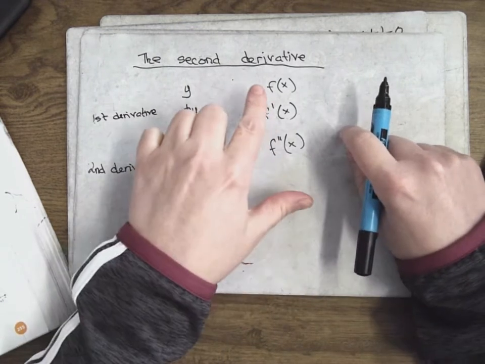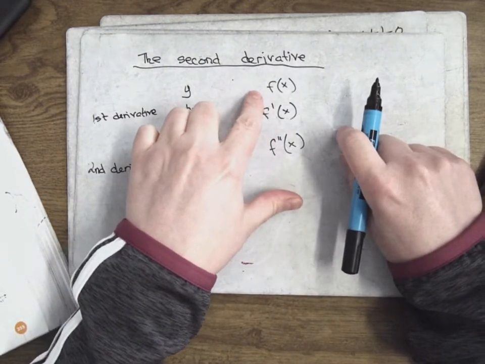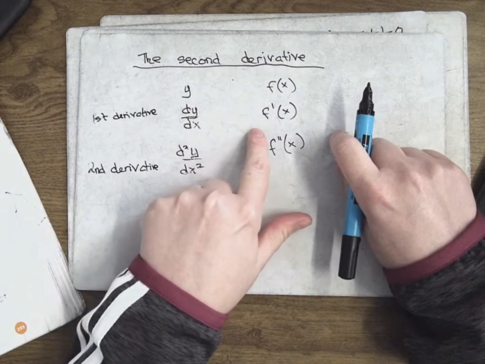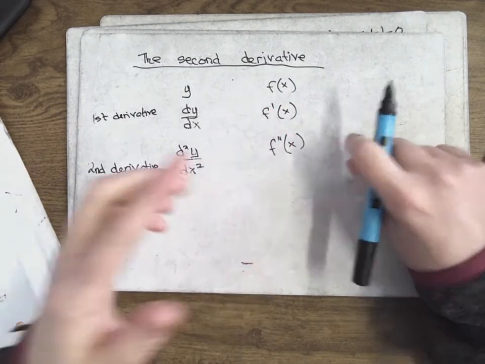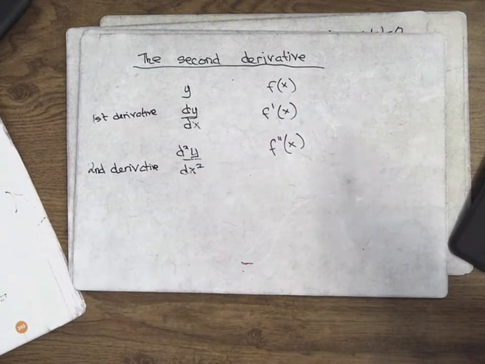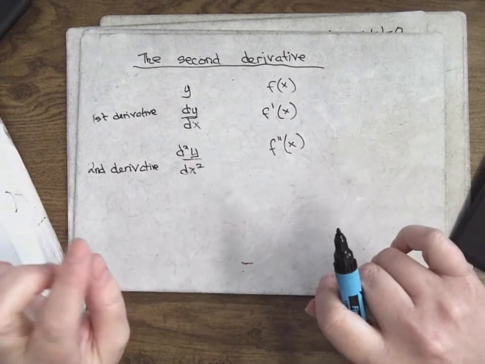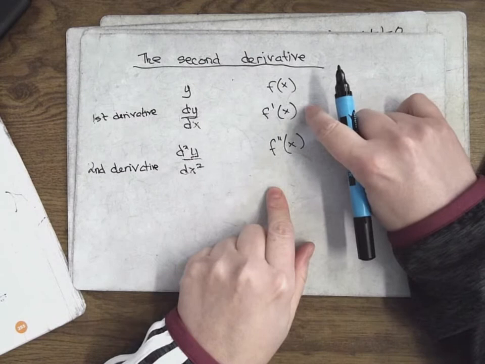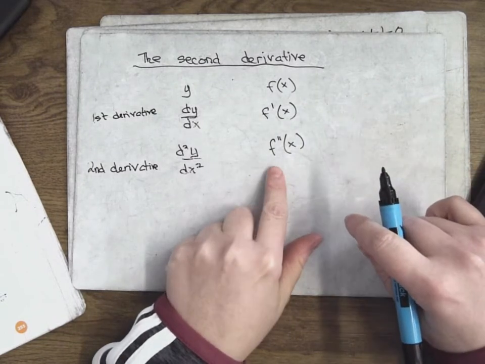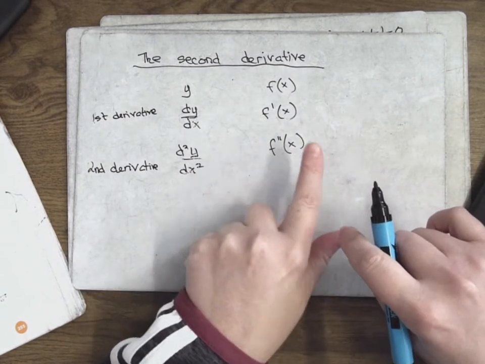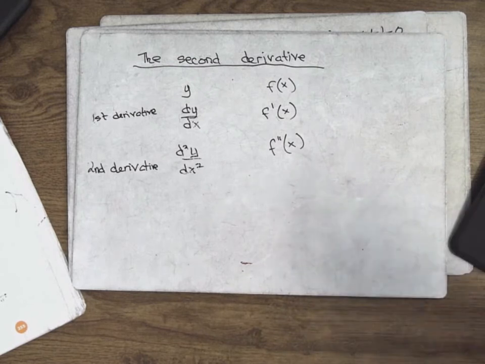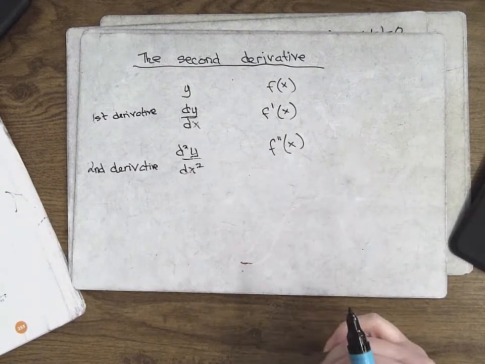Right? So if they use f of x instead of y, they'll say find f dash of x, which is the same thing, differentiate. Okay, so it's just a new way of writing it. It's not a new way of doing it. And if they want to differentiate again, they'll ask you to find f double dash of x. Right, so that means differentiate it again.